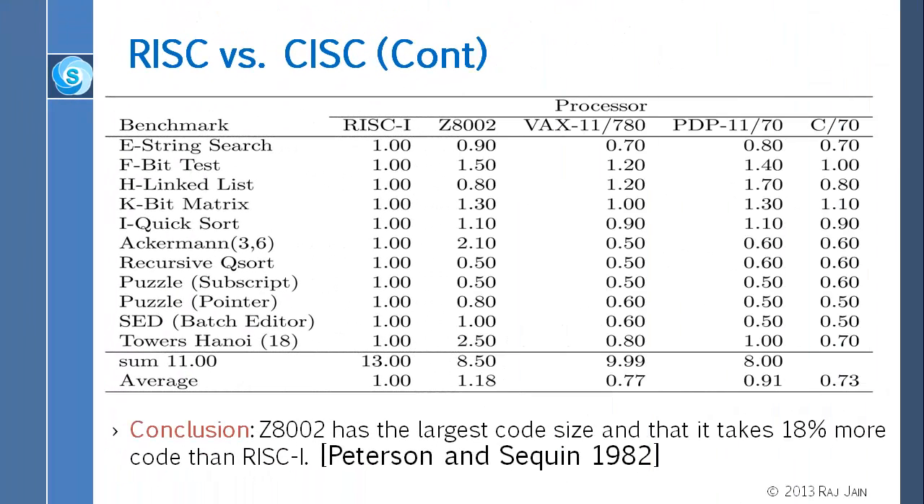On the other hand, if you take RISC as the base and do the computation, you will come out that Z8002 takes 18% more code than RISC. Okay? This was published in 1982 in a very prestigious journal.